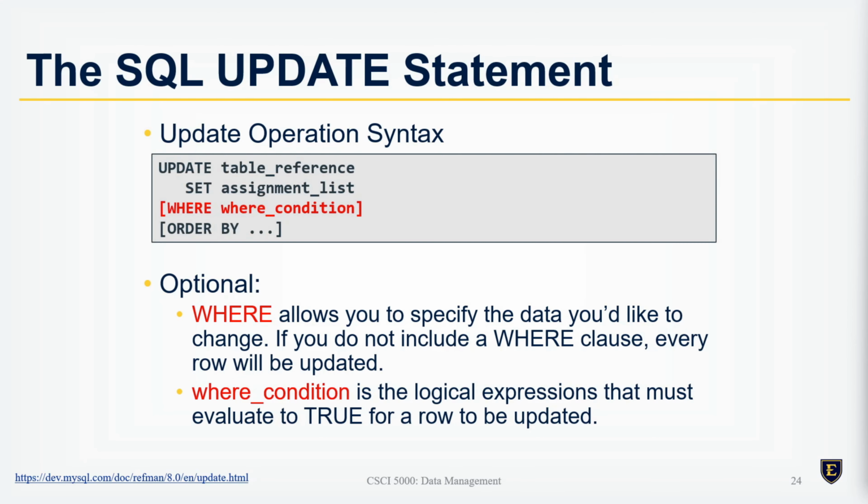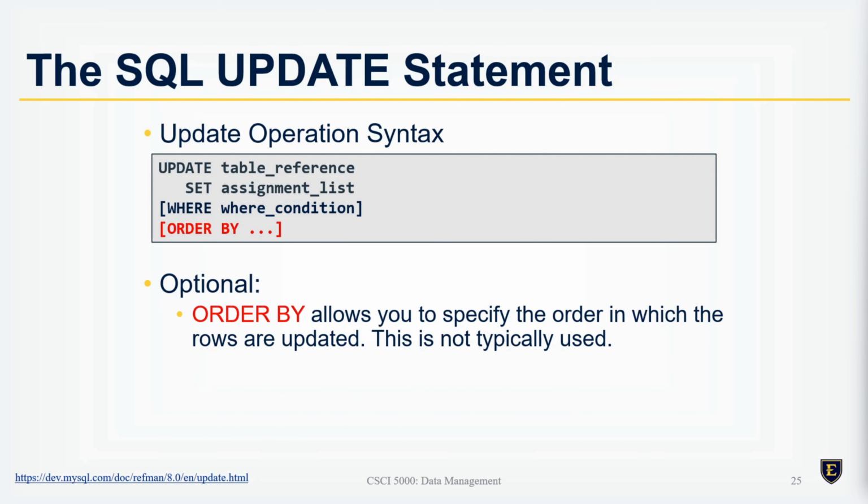The where clause is optional, and it allows you to specify which data within that table you want to change. If you do not include a where clause, every single row in the table will be updated, which sometimes is an okay thing to do, but you should be very clear on whether or not you want to update every row or you would like to update only a subset of the rows. The where condition is the logical expressions that must evaluate to true for a row to be updated. And again, we'll look at examples of these.